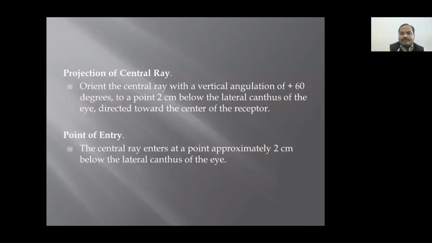Then orientation of the central ray, with a vertical angulation of 60 degrees in this case, to a point 2 centimeters below the lateral canthus of the eye, and it will be directed towards the center of the receptor or the film. So 60 degrees vertical angulation, and 2 centimeters below the lateral canthus of the eye. So this will be the lateral oblique projection, and the central ray will be entering approximately 2 centimeters below the lateral canthus of the eye.